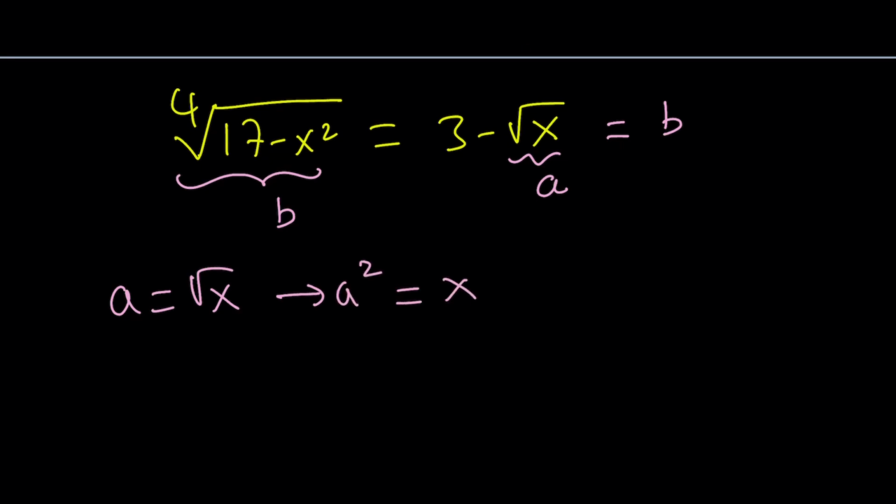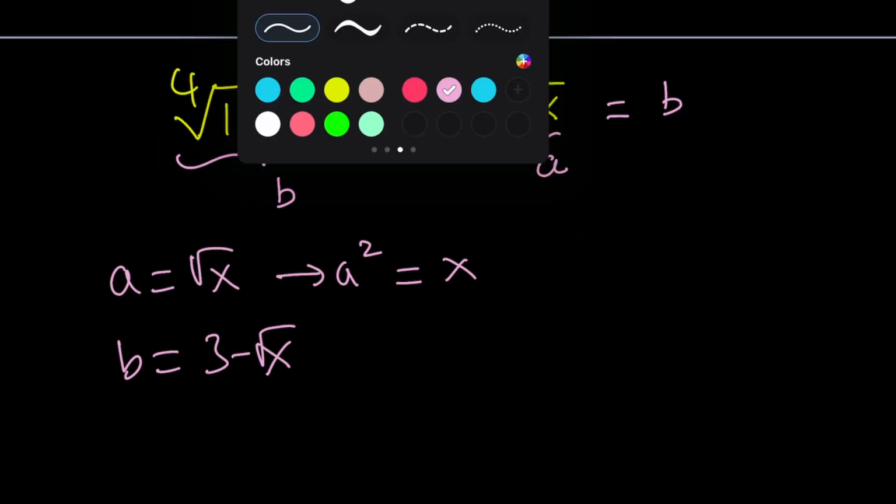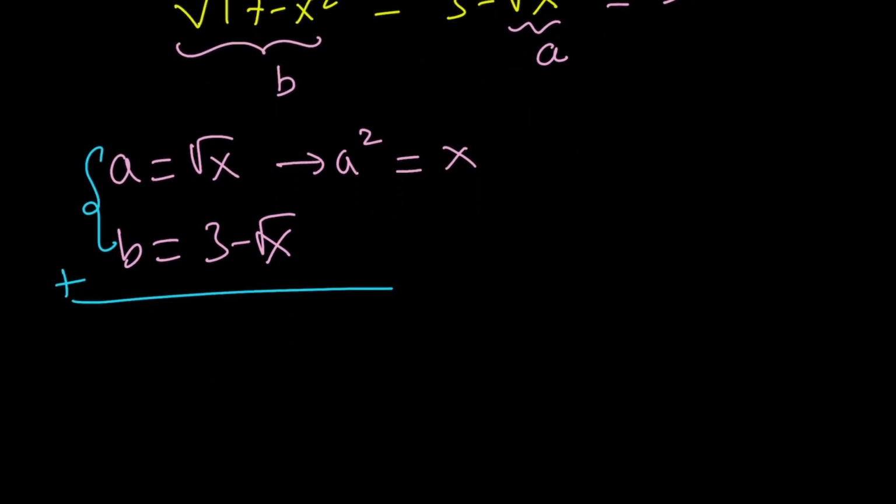Fine. Let's take a look at this now. 3 minus square root of x is equal to B. B is equal to 3 minus the square root of x. Now, here's one thing that's going to be very helpful. If you take these two things together, what happens if you add these two equations? Square root of x cancels out. You end up with a plus b equals 3. And isn't that nice? You got a linear equation, no radicals, none of that nonsense.